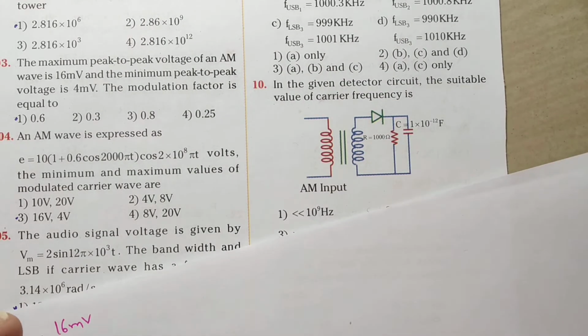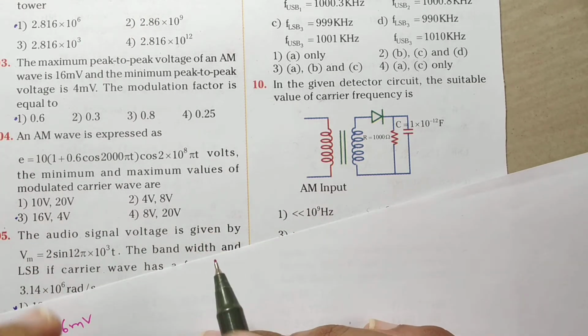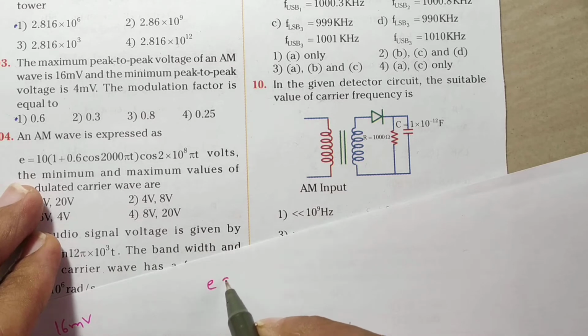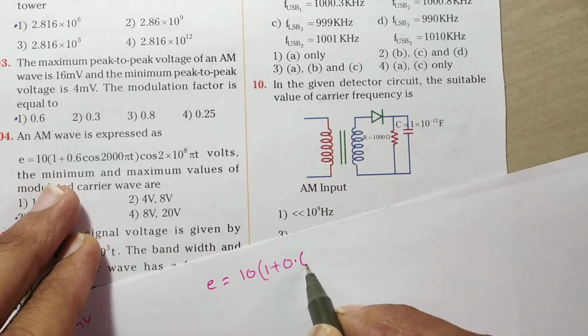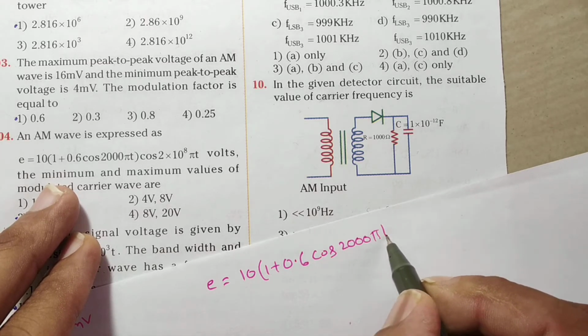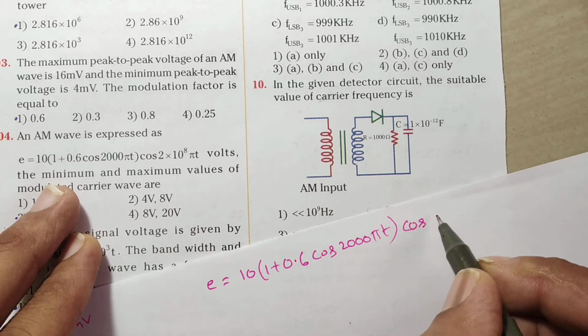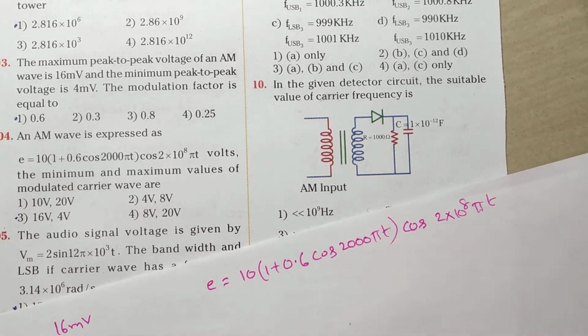Now, fourth problem. An AM wave is expressed by, they have given the expression, E is equal to 10 into 1 plus 0.6 cos 2000 pi t into cos 2 into 10 to the power of 8 pi t. We have to find the minimum and maximum values of the modulated carrier wave. That means A minimum and A maximum we have to find.